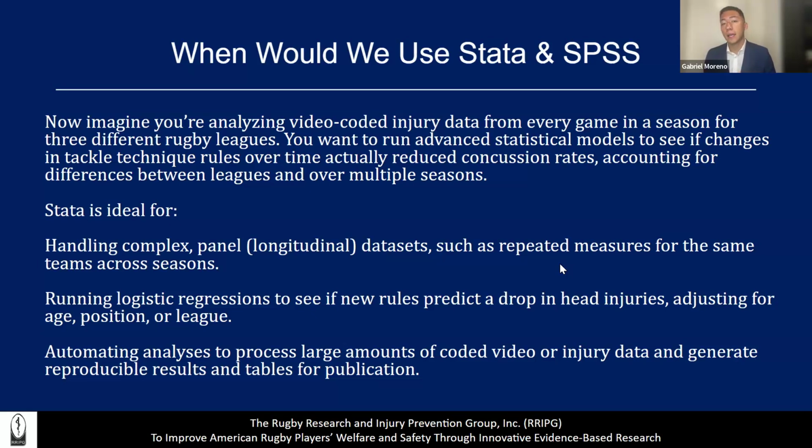And the third benefit is that it's automating analysis to produce large amounts of coded video or injury data, and it can generate reproducible results and tables for publication. So what that means in short is we could keep reproducing the same process and get results and tables that are of high enough level to show other researchers and say, hey, this is our process. You could use this to analyze your own research as well.